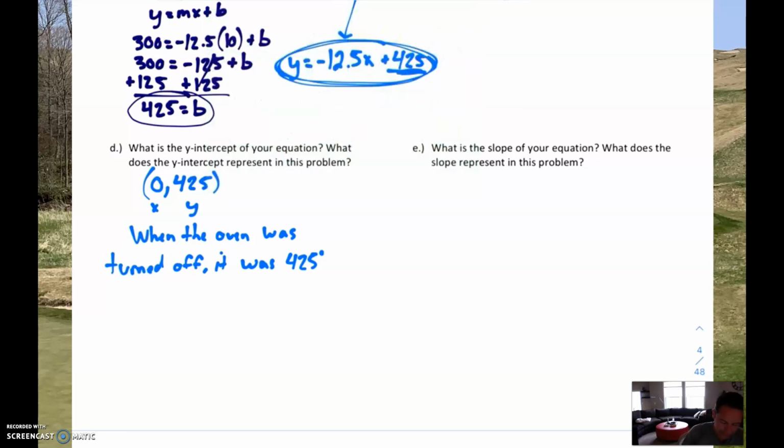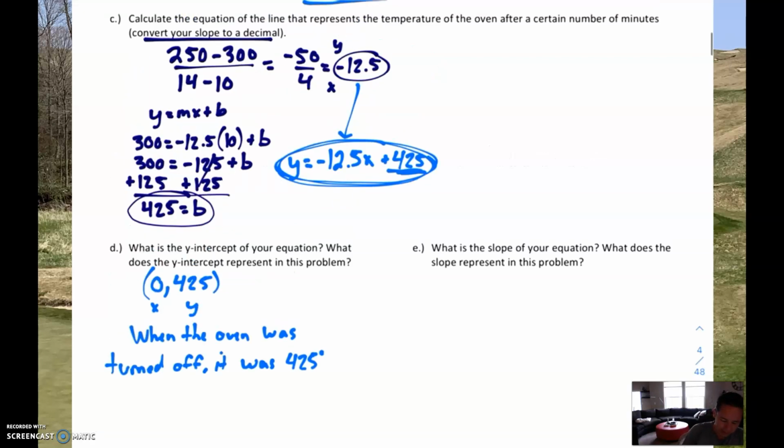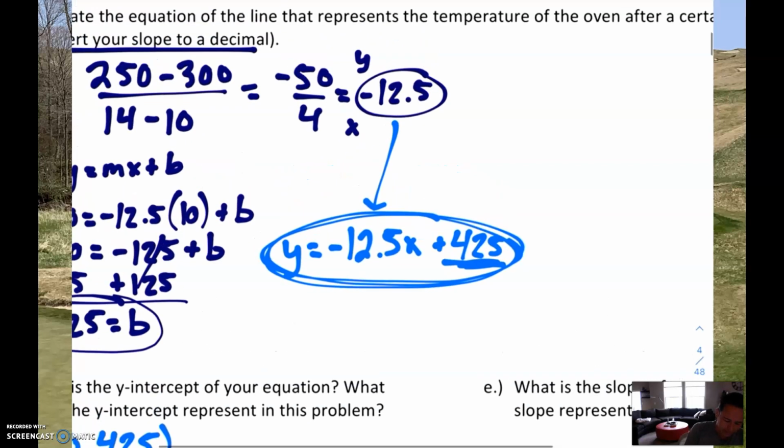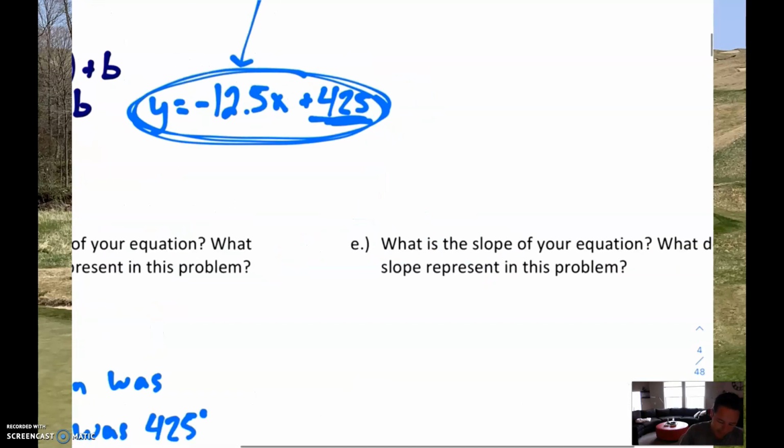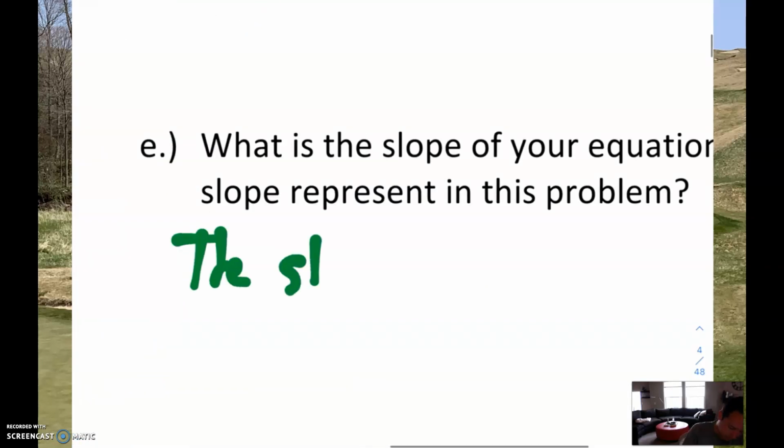For part E, it asks, what is the slope of your equation, and what does the slope represent? So I'm going to go back to this fraction, where we had negative 50 over 4. So the temperature is decreasing by 50 every 4 minutes. But then we divided it. And so what dividing does is, instead of going over 4 minutes, it's just taking it over 1 minute. So when we divided this and we got a negative 12.5, that's what's happening each minute. So the slope is negative 12.5.